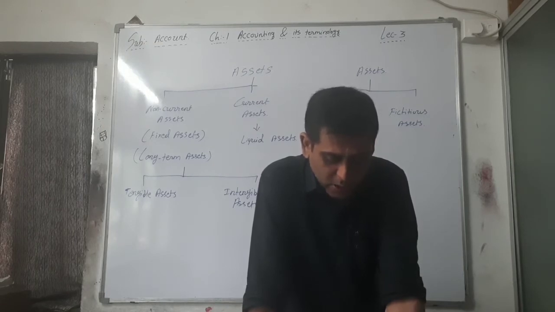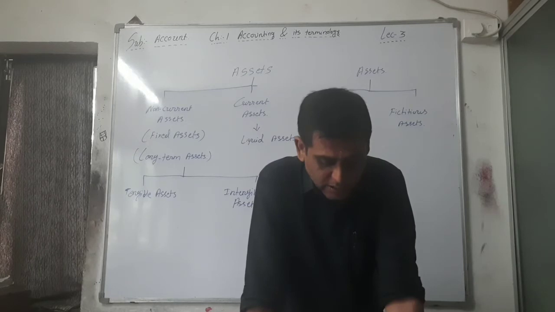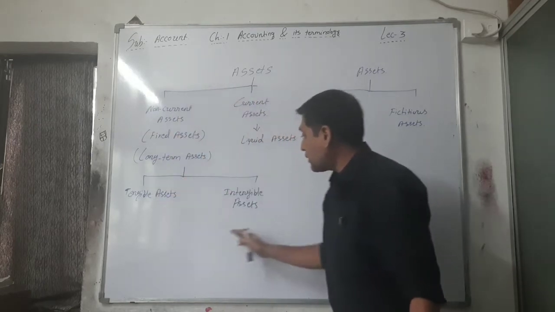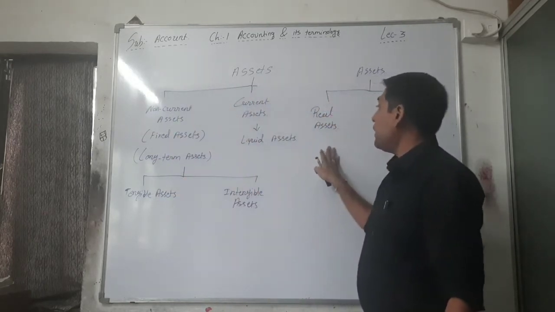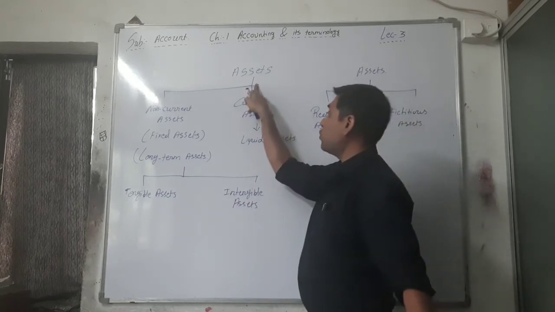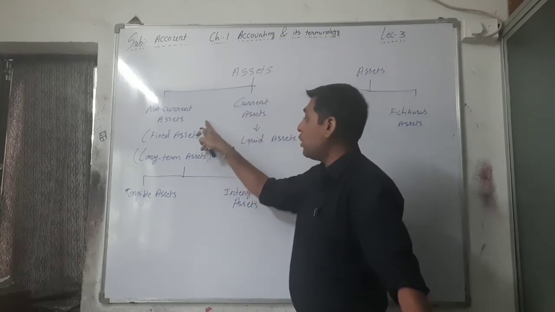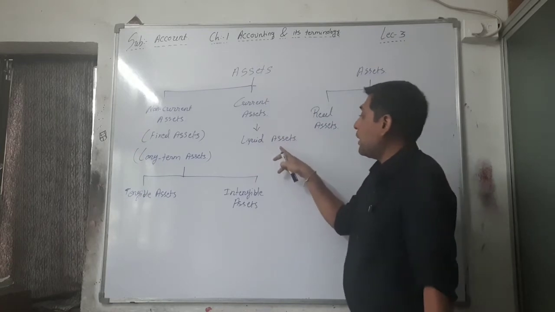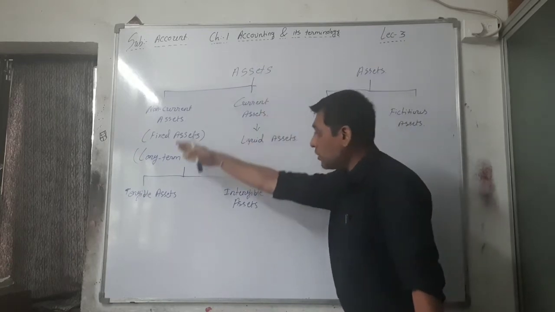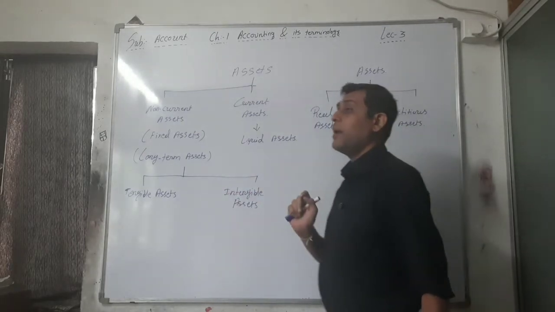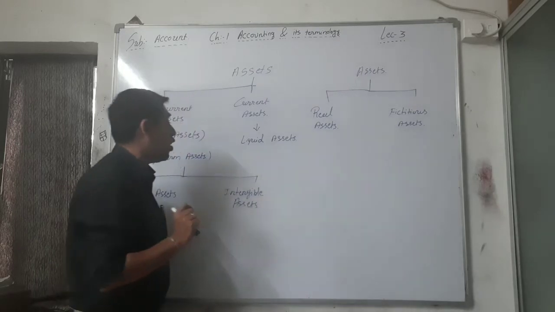These assets can be converted into cash, and in these assets, tangible, intangible and current assets are included. All these assets are included in real assets. See here, assets have two parts: non-current and current. Non-current has two parts: tangible and intangible. Current also has one sub part, that is liquid assets. But all these assets are included in real assets because there is an existence of value.